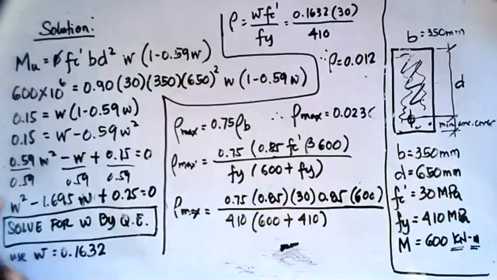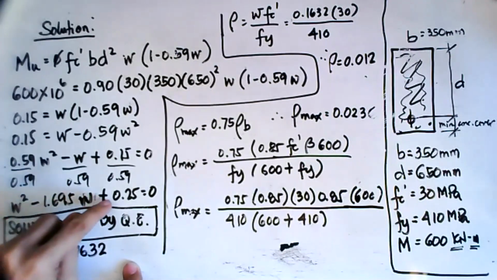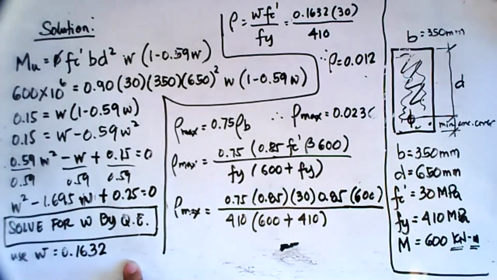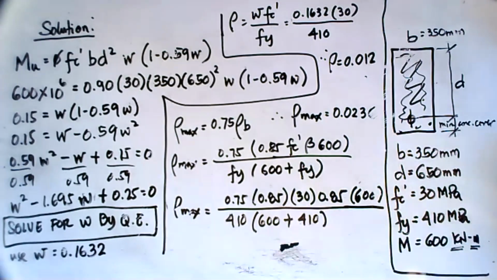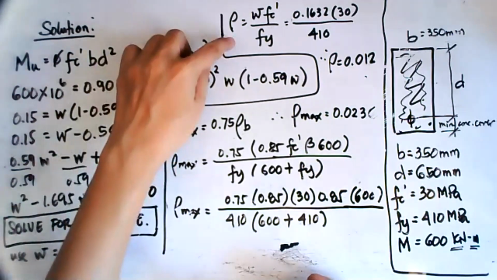So for the value of W, if you're going to use the quadratic equation, this would become the coefficient a, this is coefficient b, and this is coefficient c. So you solve for the value of W by quadratic equation based on solution. You can have a value of W which is equal to 0.1632. Okay, so this value of 0.1632, which is a design coefficient for ductility of the member, shall be used to determine the area of the bar.